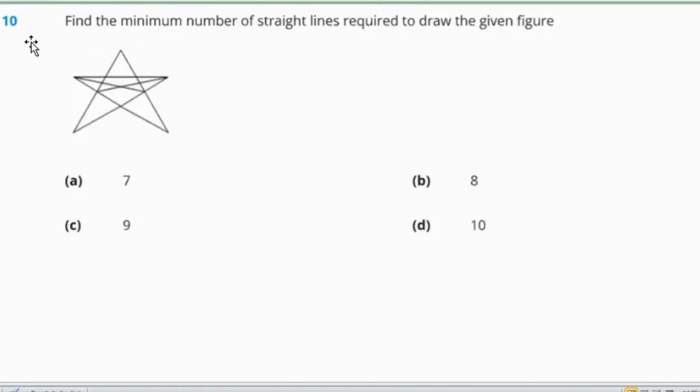Now let's move to question number 10. What we can see is that we need to find the minimum number of straight lines required to draw the given figure. Let's see how many straight lines, a minimum number of straight lines, we need. So if we are going to count, this is the first line, this is the second line, third, fourth, fifth, sixth, seven. So seven minimum straight lines we need to form this entire figure. Got it?